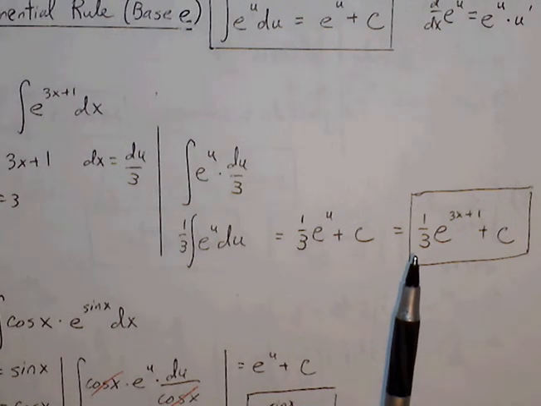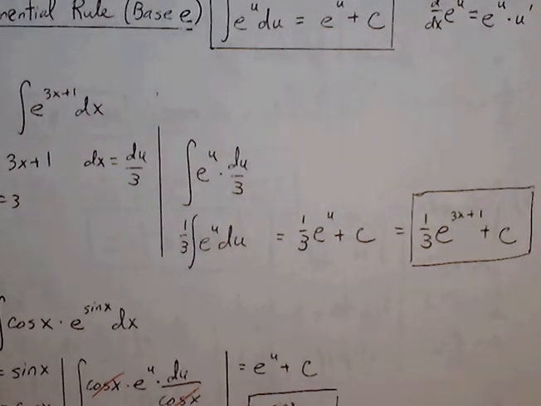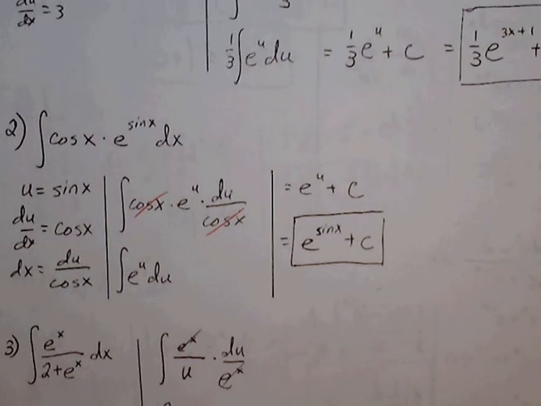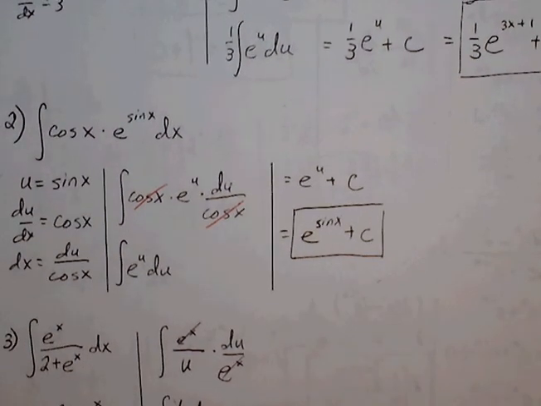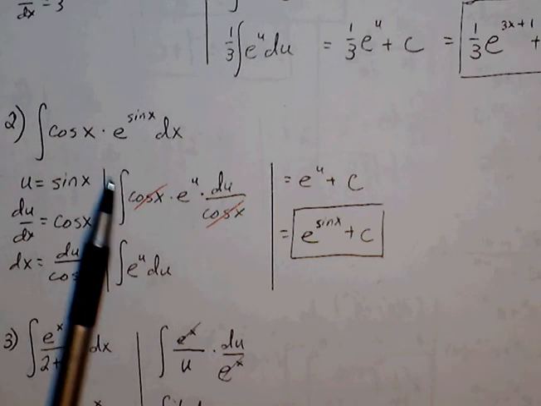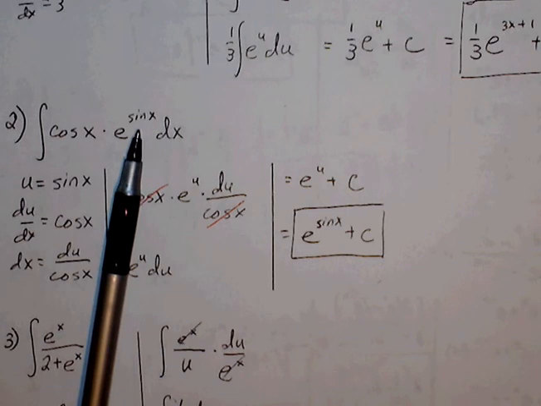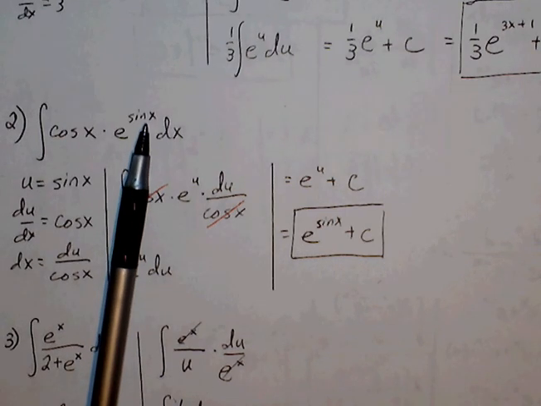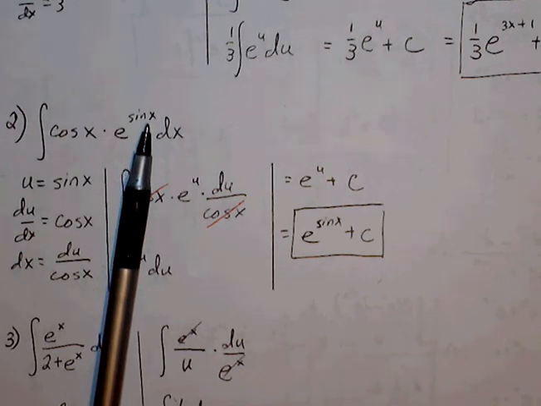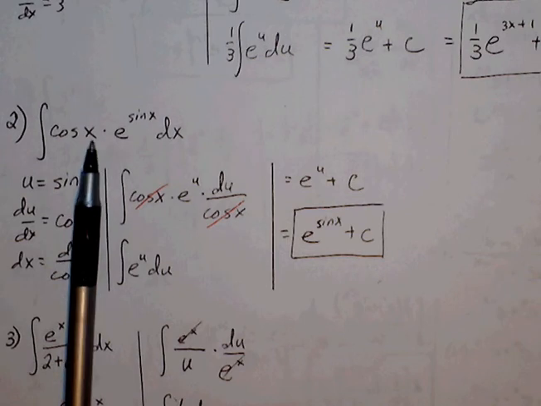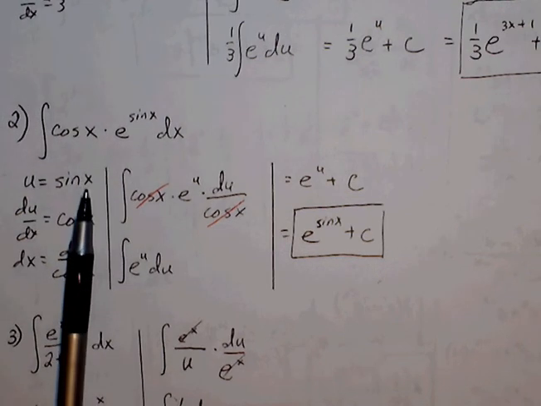Okay, number 2, we want to match the appropriate u value. So we see we have a rule for e to the sine x. We can think of this as e to the u. So if we let the u value be sine of x, we can think ahead and know that our derivative, which is cosine, should cancel out this remaining term that's sitting here. So we let u be the exponent, sine of x. Derivative is cosine of x. Solve for dx: du over cosine x.